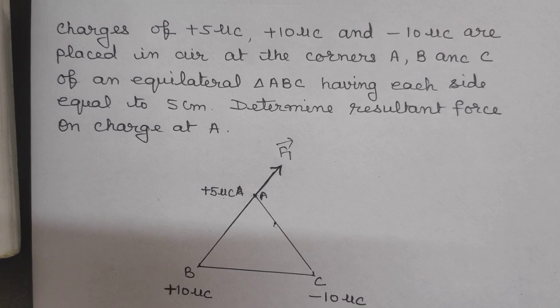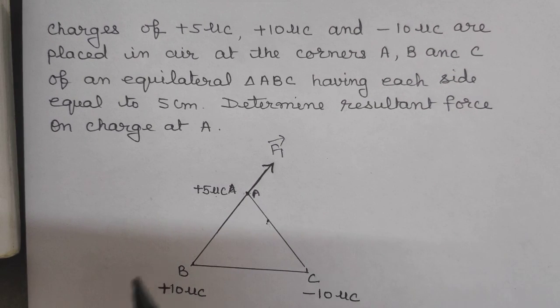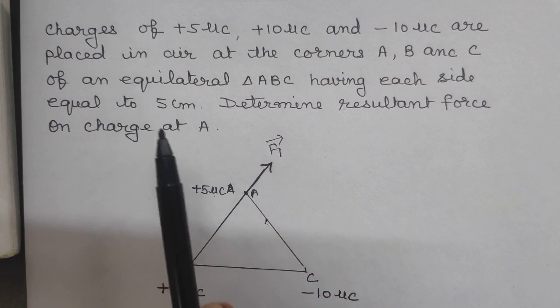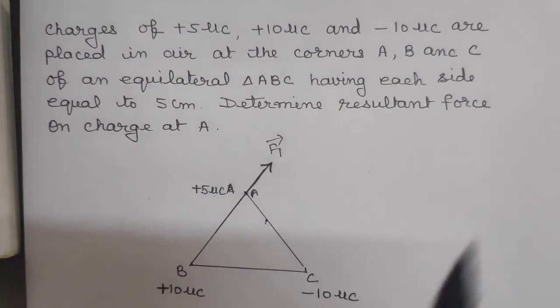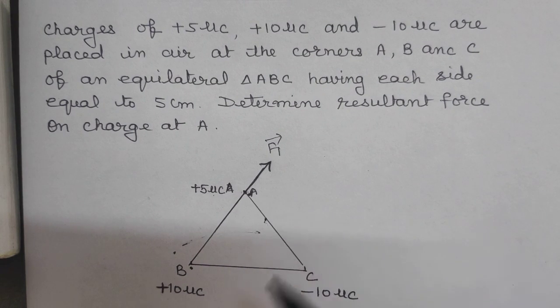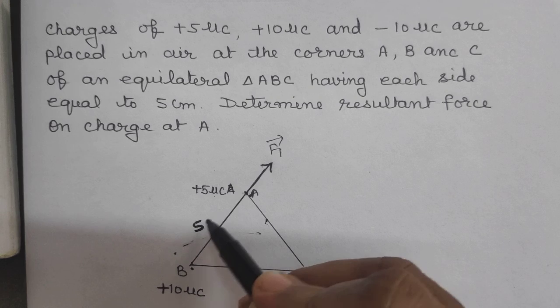Okay, students, I am going to solve one question so that you can do all the other given questions in homework. Three charges, plus 5 microcoulomb, plus 10 microcoulomb and minus 10 microcoulomb, are placed at A, B and C of an equilateral triangle of side 5 centimeter.